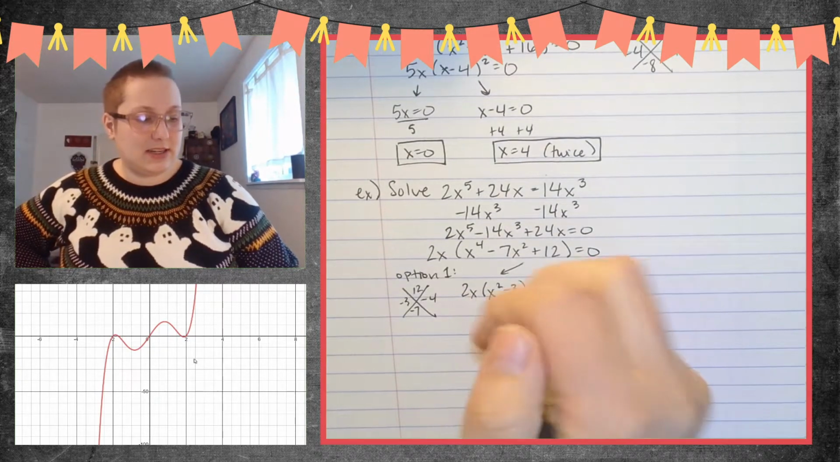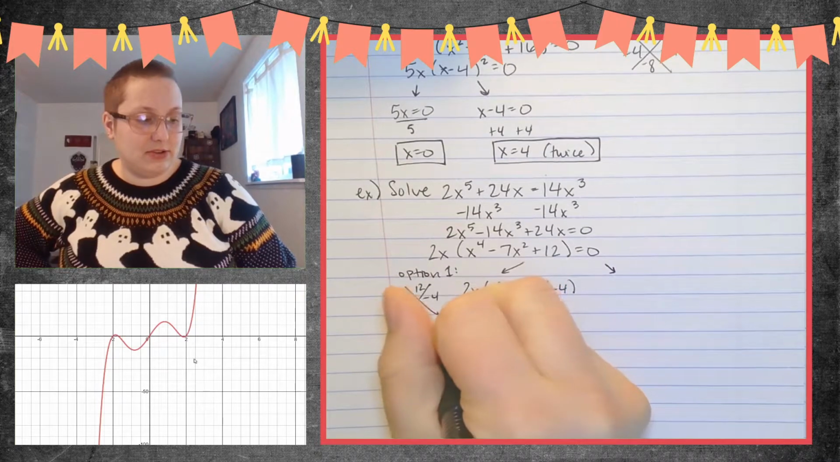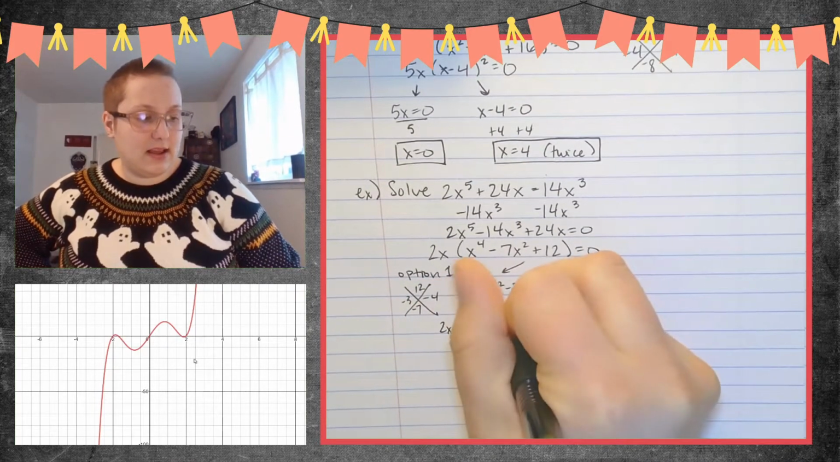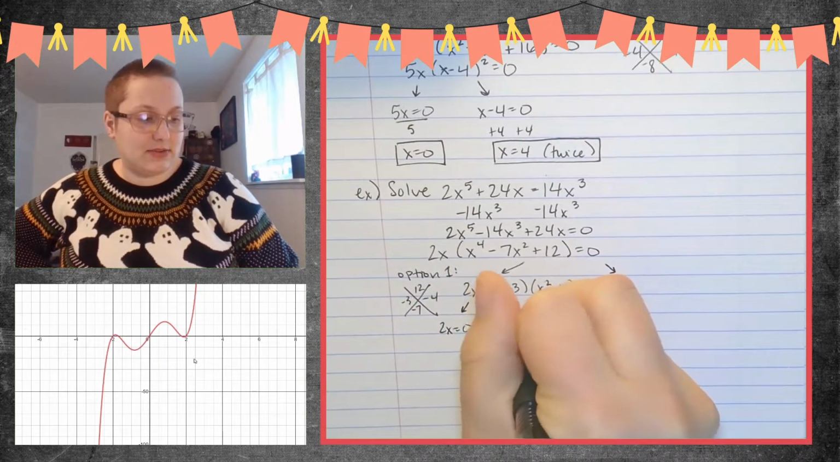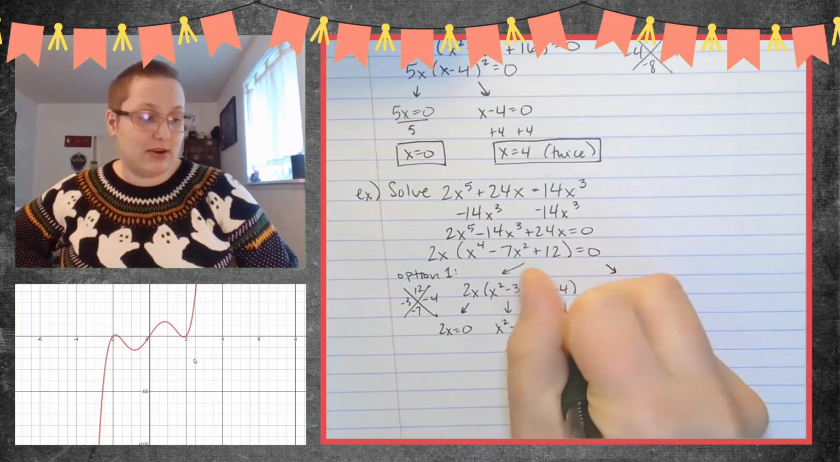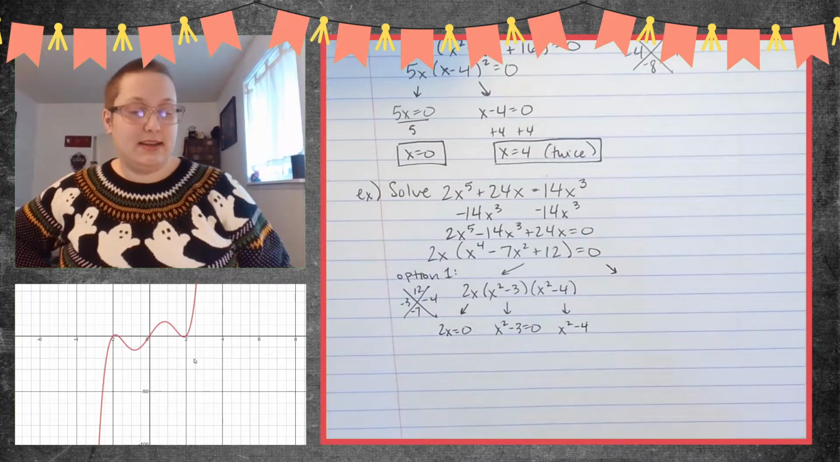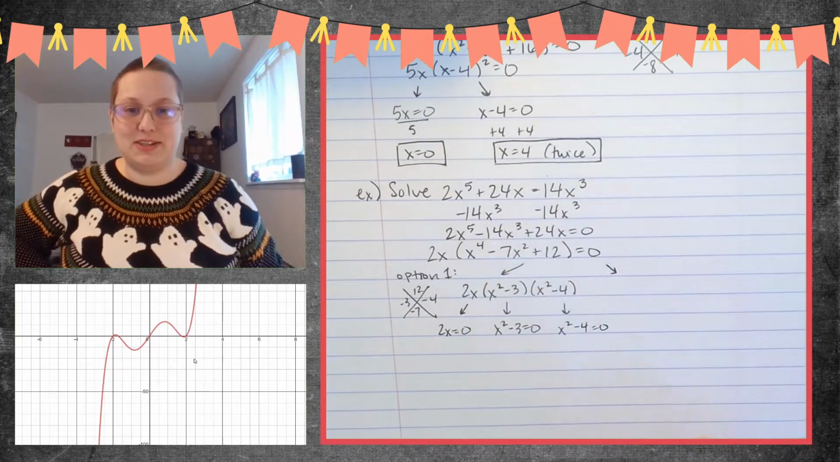So what I can do is I can actually do the FTA now. I can do 2x equals 0, and I can do x squared minus 3 equals 0, and I can have a train in the background right when I'm trying to teach you. Great. x squared minus 4 equals 0.